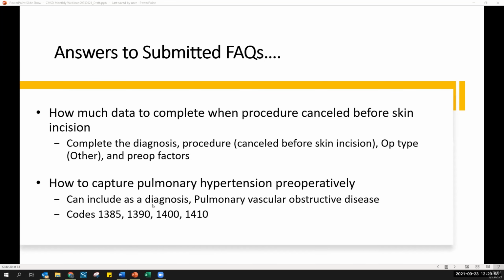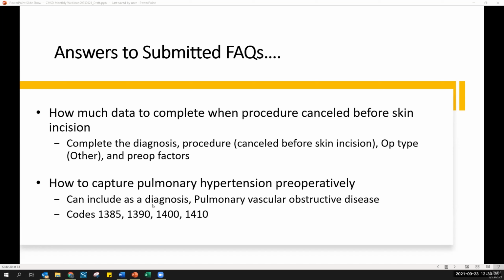Okay, so moving away from complications and looking at a couple of other FAQs that have been submitted, or I think just ongoing dialogue amongst the data managers. How much data do we complete when a procedure is canceled before skin incision? And so I know this can be tricky. We do want these cases to get into the database and of course make it past the thresholds of IQVIA without creating a ton of critical errors.